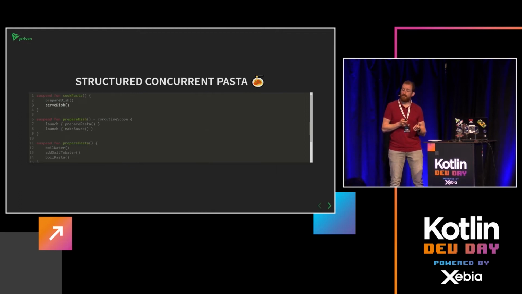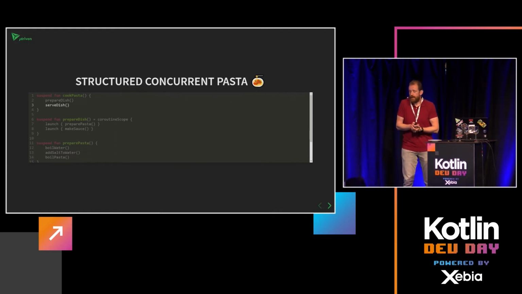And the serve dish function is called after the prepare dish, and because we're using structured concurrency, even though the prepare pasta and make sauce functions are launched asynchronously, we have the guarantee that serve dish will only be called after the whole prepare dish function is ready, meaning that both the pasta and the sauce are ready. So it's very easy to read this, very clear to know what's going on. And yeah, so that's concurrency in a readable way, and that's amazing.